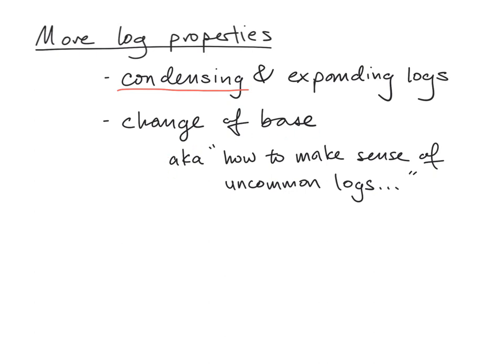And really what this means is how to make sense of uncommon logs. And just so you're aware, that's any log that is not log base 10 or natural log. So any other log other than that, log base 2, log base 7, log base 1.09. Again, we can have any base we like as long as it's not equal to 1 and it's a positive number. I'll get more into it. Let's look at expanding and condensing logs.